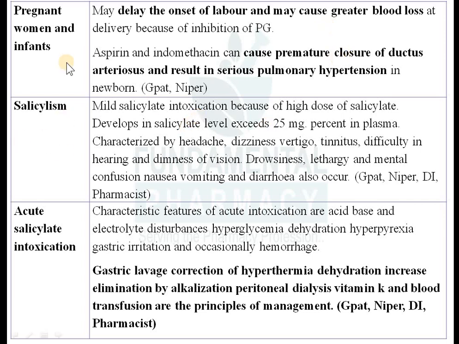That's why it is not used in the pregnant. The next one is salicylism. Salicylism means it is an intoxication. It is intoxication of salicylates. So mild salicylate intoxication because of high dose of salicylates. Okay. So it develops with the level exceeding 25 mg% in the plasma.